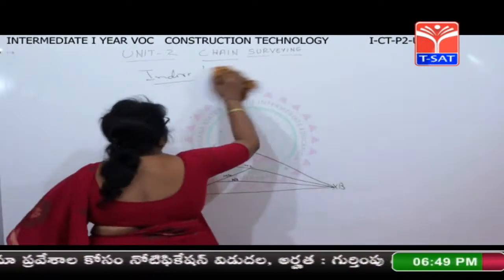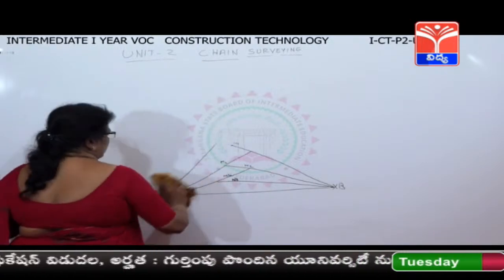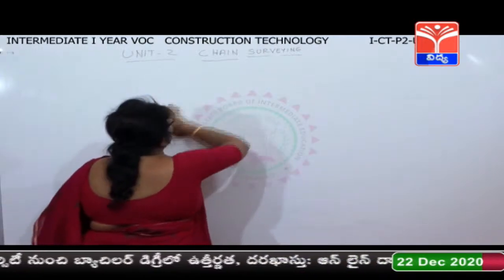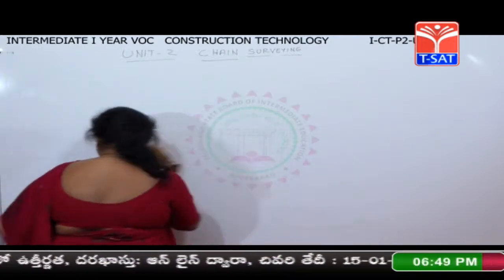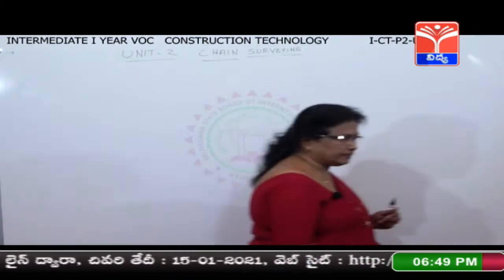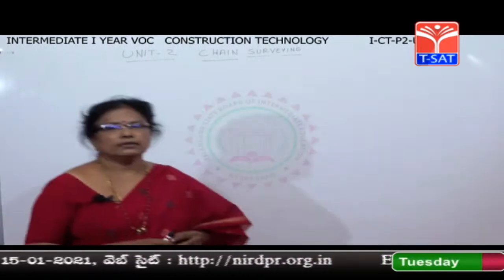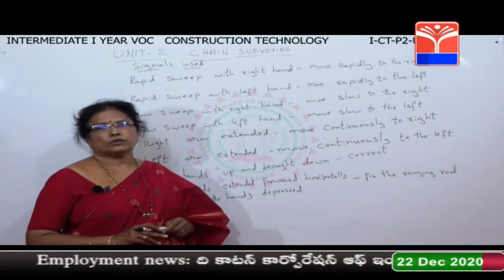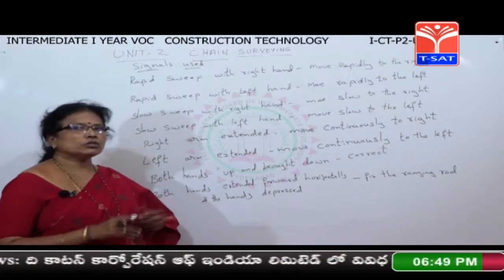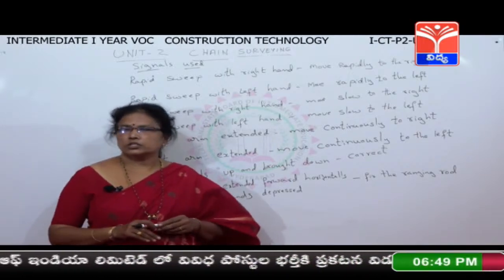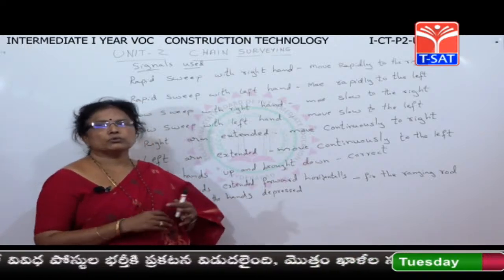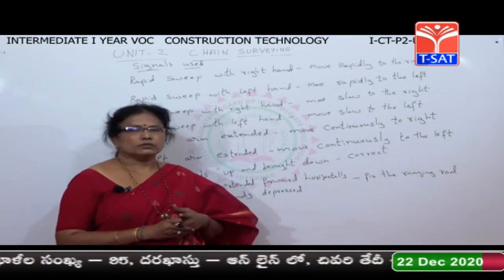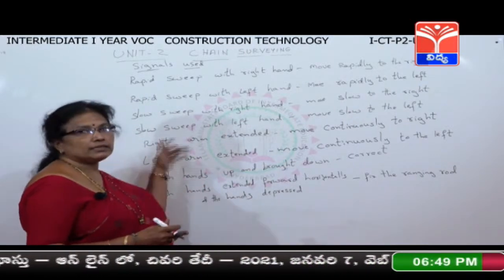Next, coming to the signals. As I told, we should not shout in the ground. We should just follow the signals in the ground. Next is signals used in the field. We should not shout in the field. It causes disturbances. Even if you shout, the persons could not hear. Just you have to follow a few signals. Let us see the signals.